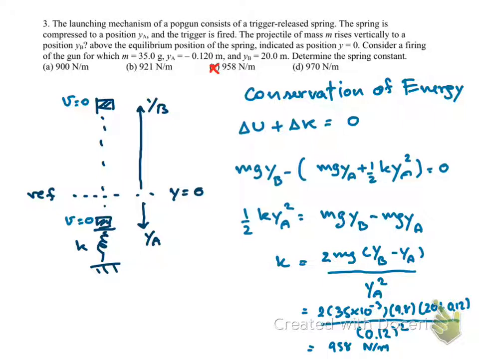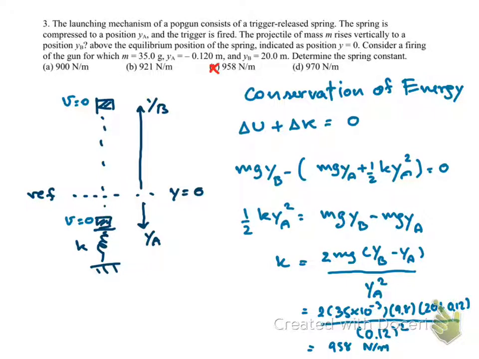The projectile of mass m flies vertically to a position YB. So this is YB, the maximum height of the object above the equilibrium position of the spring. So if we use this equilibrium position as a reference, okay, the YB will be the distance above this equilibrium position, indicated as position y equal to 0. Okay, so this is y equal to 0.